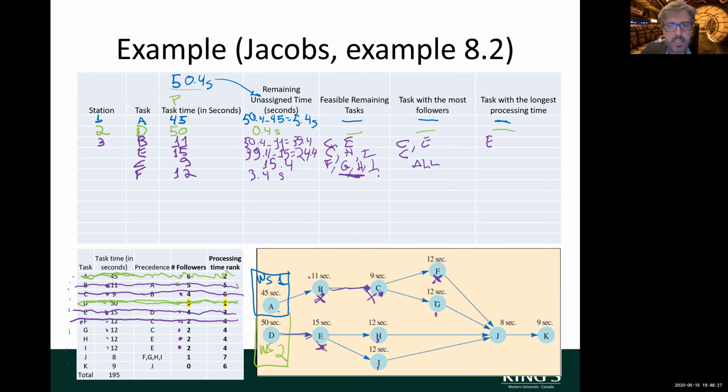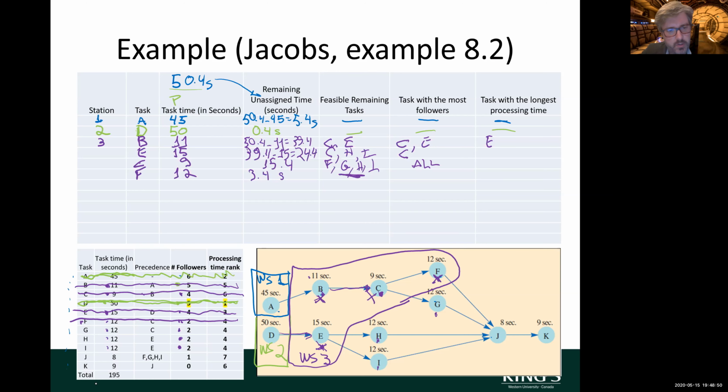So B, E, C, and F now compose workstation number 3. So let me see if I can put all of these guys together. Am I doing it right? Yes. So this is workstation number 3. There you go.